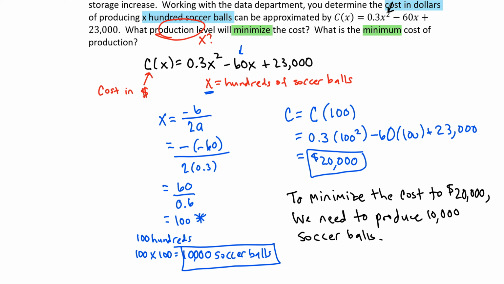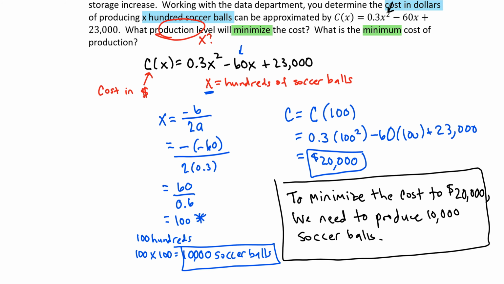If we produce more or less, that would cause the cost to increase. Remember, our function here was a parabola that opened up. We have found the vertex here, so if I go more soccer balls or less soccer balls, that's going to cause the cost to increase. So we have minimized the cost using the vertex.